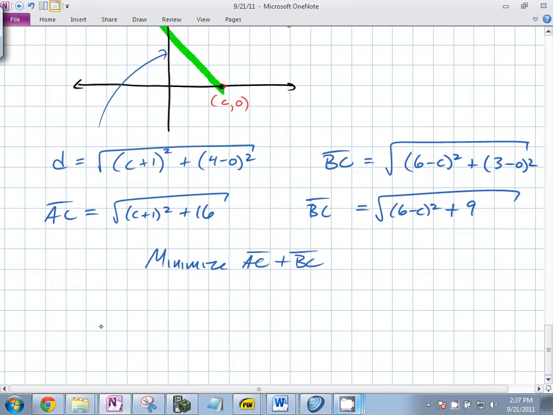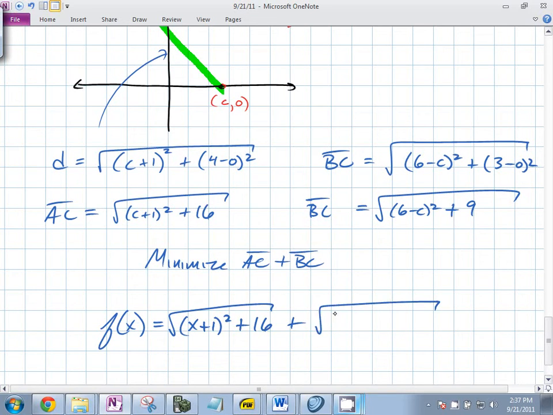So what do you want to graph? f of x is equal to what? Yeah, we want to graph, but instead of saying C, does it matter what we call the variable? It does not, right. So we have, how about x plus 1 squared plus 16 plus what? Plus 9. There you go. Nice. Okay, so we're trying to minimize that function. So if we're going to minimize that function and use our calculators, what are we going to have to do first on our calculators?